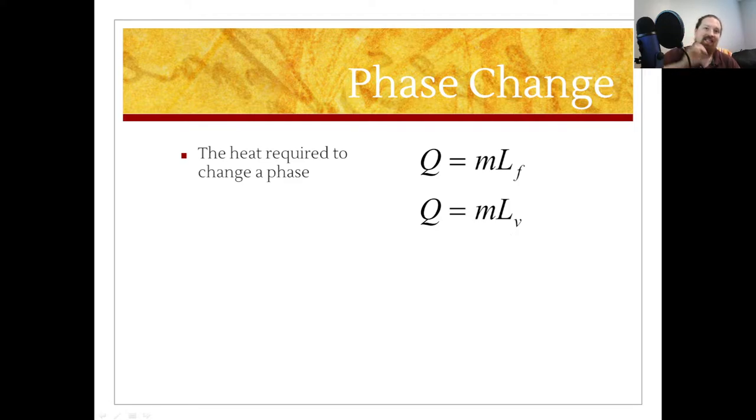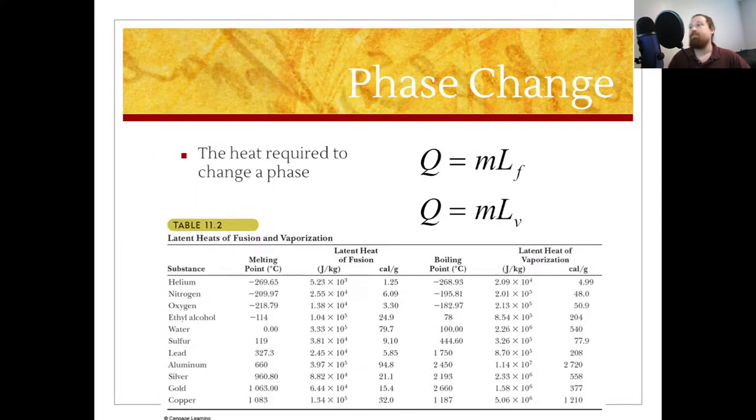L is the latent heat. L is a new variable. There's going to be a lot of those, sorry. L is the latent heat of a certain material. And kind of like how every different material has a different specific heat, every different material has a different latent heat. And latent heat refers to the amount of energy needed to be removed from something in order to induce a phase change. So, well, let me just go ahead and put some numbers on screen.